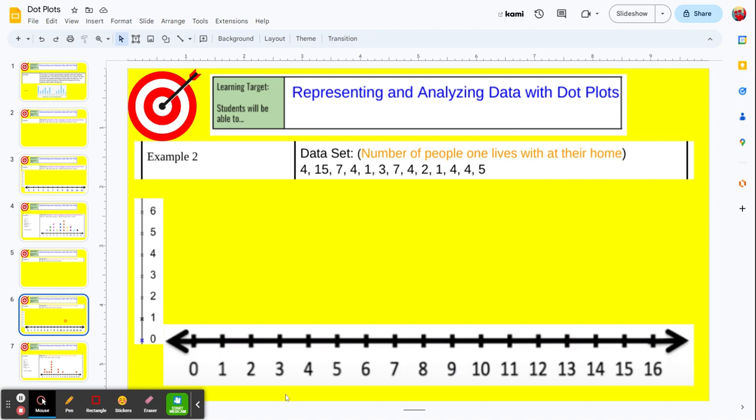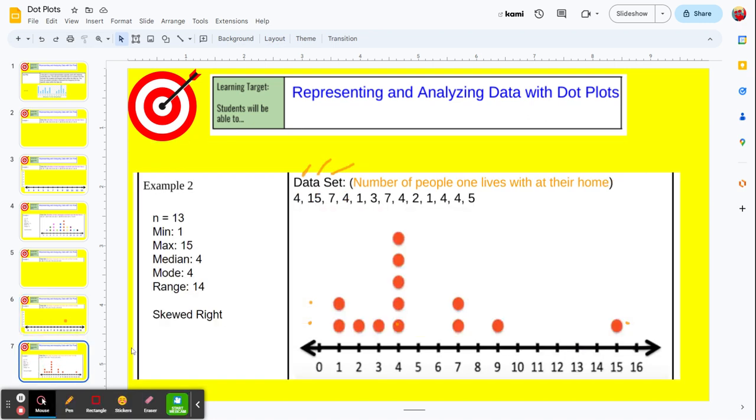Then we would just start to enter in the data. So 4, I put a 4. 15, I go to 15. I go 7, 7. Oh, I got another 4. Good. We've got to stack it. So I go to there, and so on. Again, what does it look like? Here's what it comes out to be.